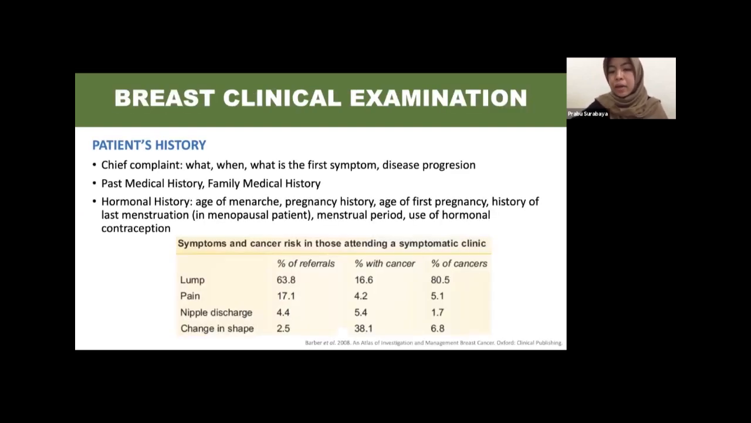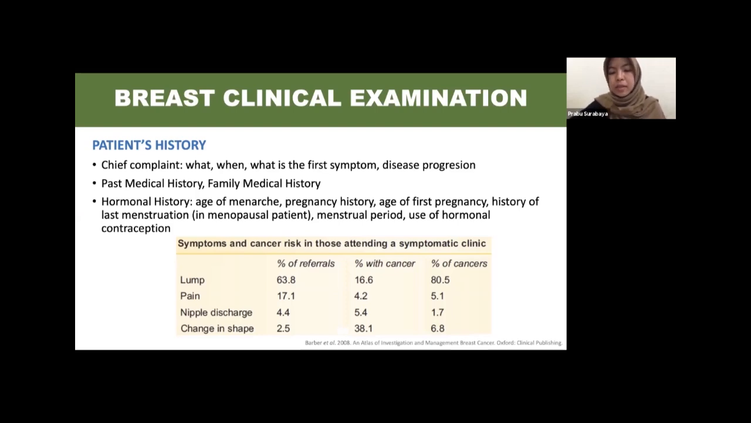Like I said before, the first step of the triple assessment in breast cancer is a clinical examination. Breast clinical examination consists of taking the patient's history and the breast physical examination. A detailed history and thorough clinical examination provide important information on which to base further investigation and should be accurately documented.